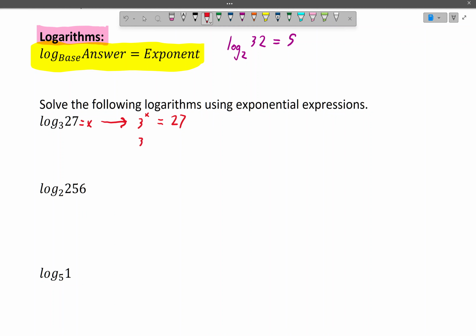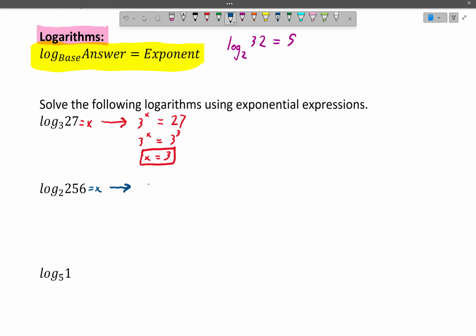So now we're going to use our common base idea from the last video. 27 is 3 to the 3. And because they have common bases, we can get x equals 3 as our final answer. Okay, so we're going to try this again here. I recommend you pause the video now and see if you can get the same answer I do.